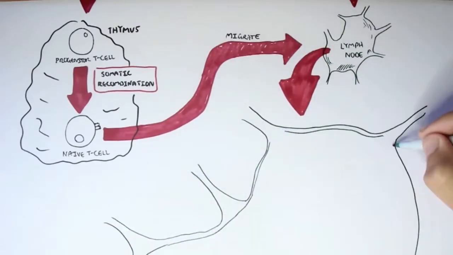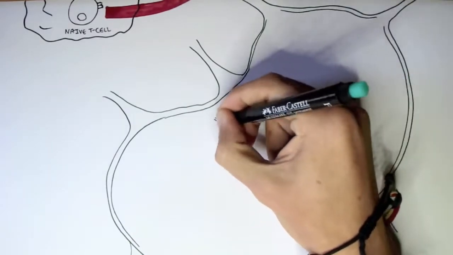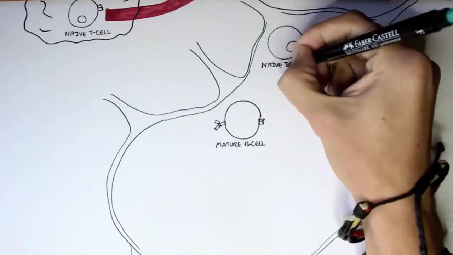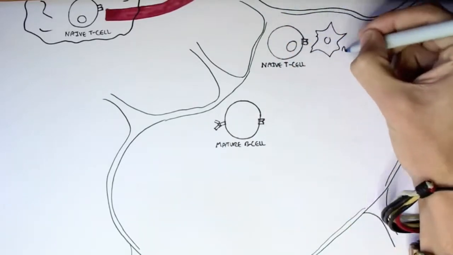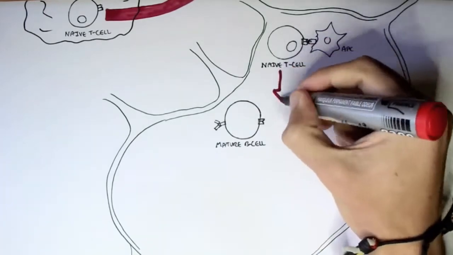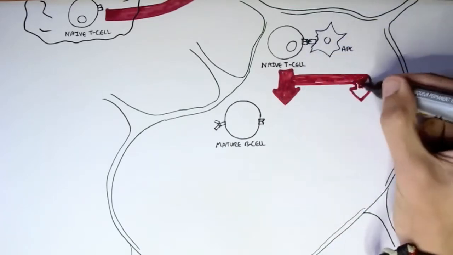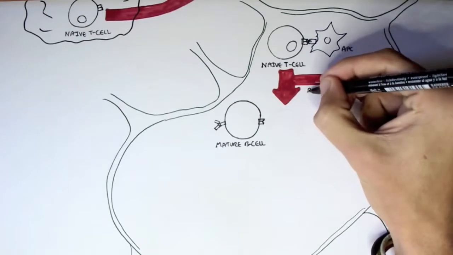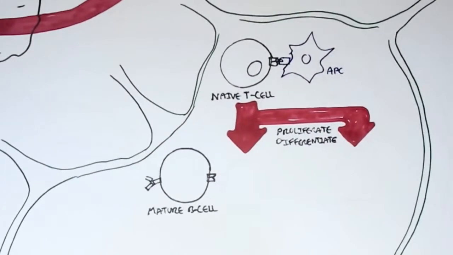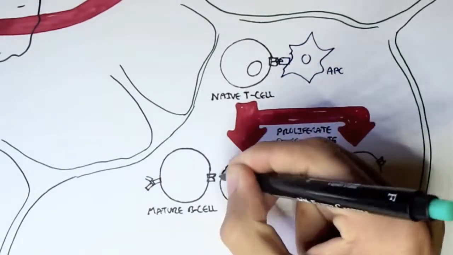So let's have a look inside the lymph nodes. Here we have the immature B cell, which has just become a mature B cell once it's entered the lymph nodes. And then we have the naive T cell. The naive T cell will become activated when an antigen presenting cell presents an antigen to it. Once the antigen presenting cell, such as a macrophage or dendritic cell, presents an antigen to the naive T cell, the naive T cell will begin to proliferate and differentiate. It will differentiate into a cytotoxic T cell or a T helper cell.